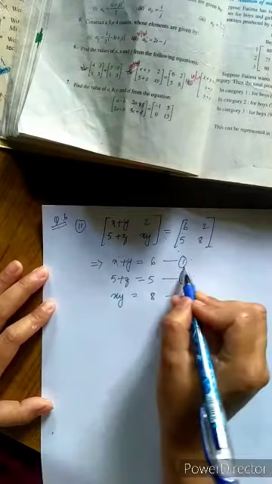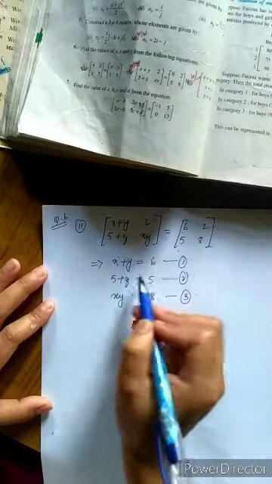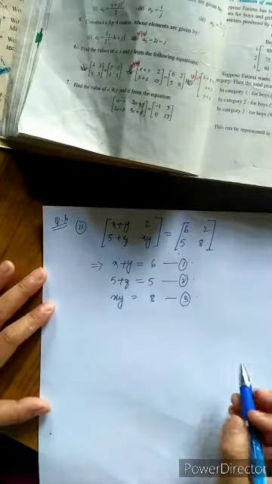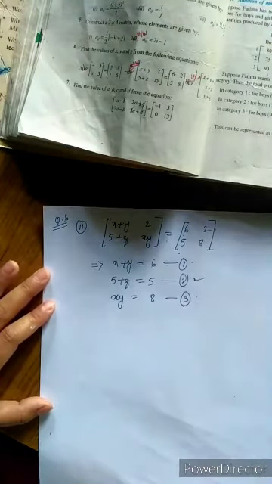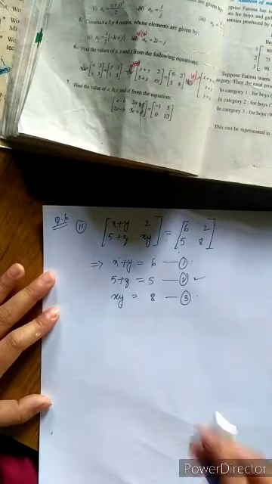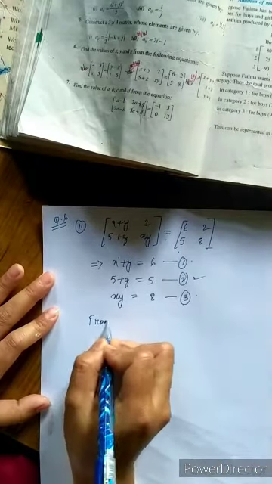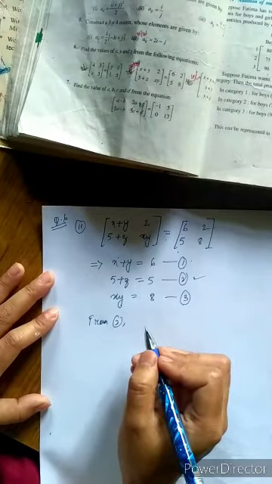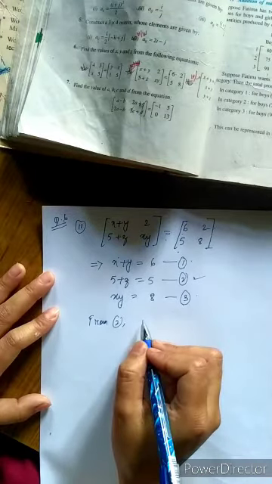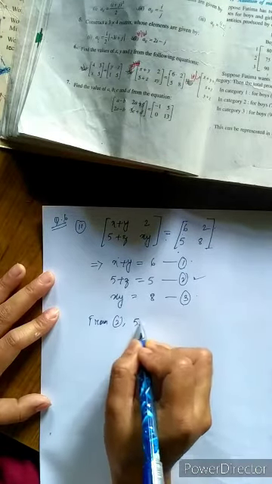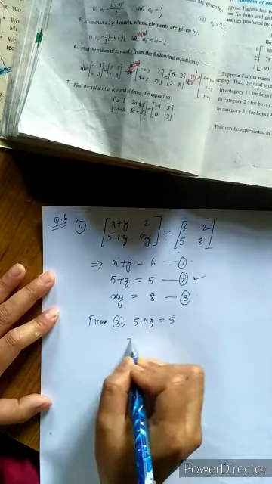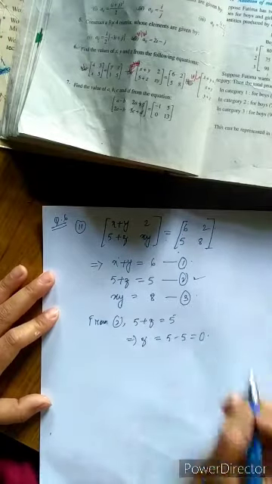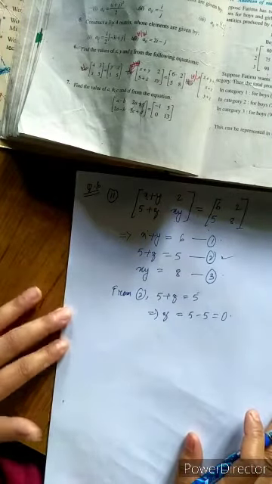Equation number 1 involves 2 variables x and y. And equation number 3 is also involving two variables x and y. But equation number 2 involves only one variable z. So from equation number 2, first find the value of z. 5 plus z is equal to 5, which implies that the value of z is equal to 5 minus 5, 0. The value of z is 0.